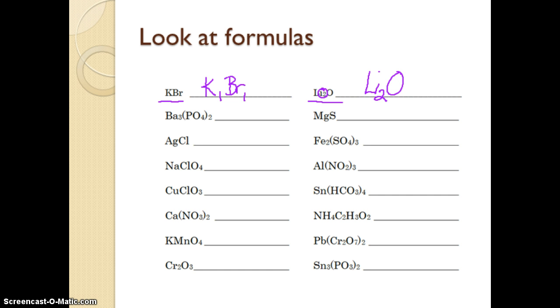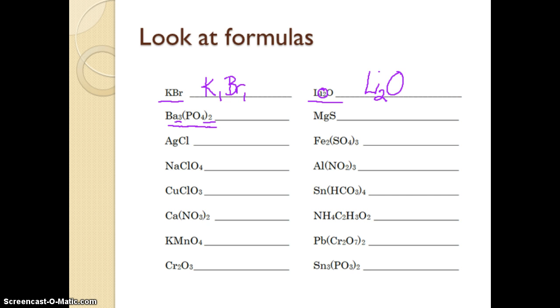So let's take a look at a little bit more complicated one. Let's take a look at this one here. We've got some subscripts. We have a 3, and that means there's 3 barium ions. And we have a 2 here, but we also have parentheses. So what does that mean? Well, that's just like in math. The 2 outside of the parentheses means the 2 goes with everything inside that parentheses.